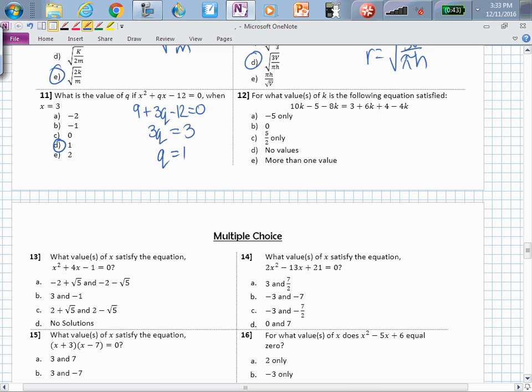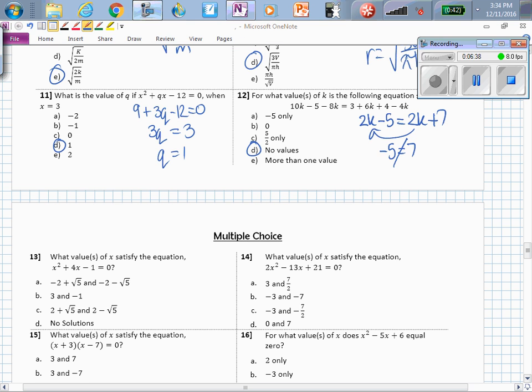What's the value of k if the following equation is satisfied? Combine like terms. We have on this side 2k minus 5 equals, on the right side, 2k plus 7. So when I move this k over or subtract it, I'm left with negative 5 equals 7, which is not true, so no values. And that's the first page.